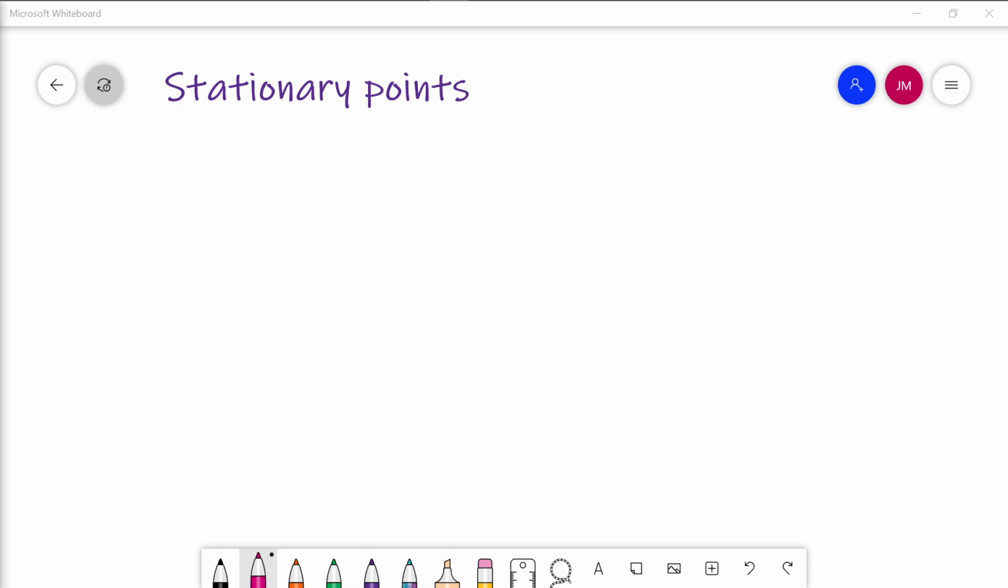This lesson we're looking at stationary points. Now, the word stationary means it's still or it's not moving. So in terms of a graph, what we're looking for is when the rate of change is zero, or the graph is neither increasing nor decreasing.